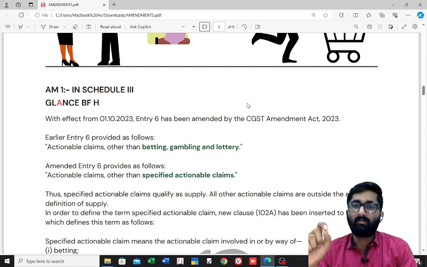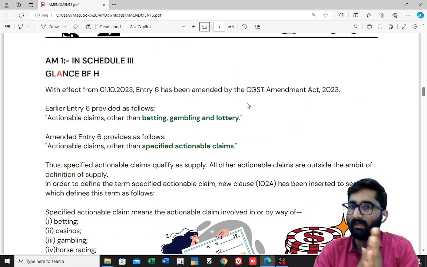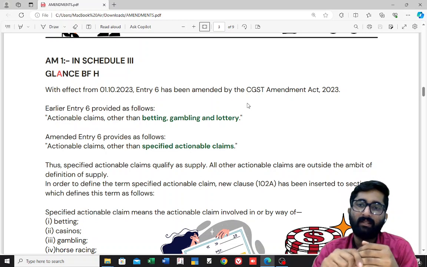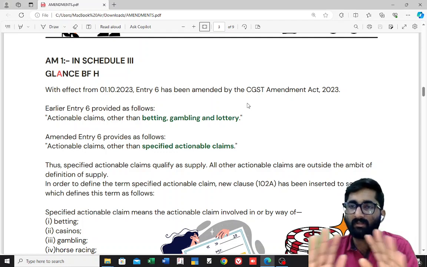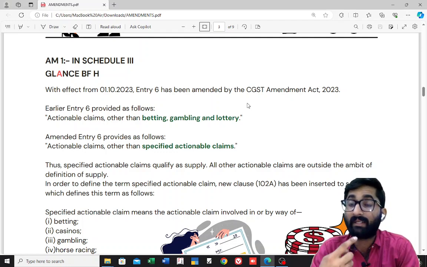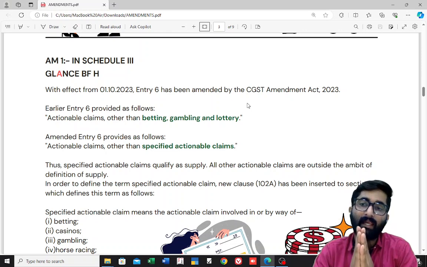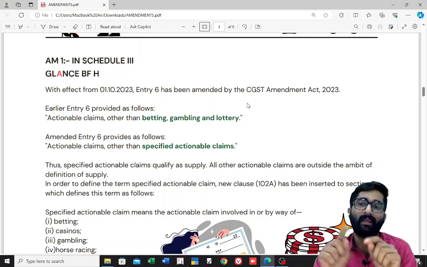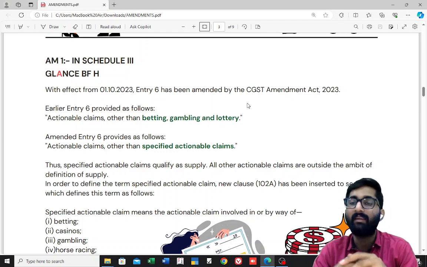In supply, the first amendment has happened in Schedule 3, paragraph number 6. Remember what is there in Schedule 3? GLANCE FE: G for government personnel, if they are doing any services, it is neither supply of goods nor supply of services. L, land and completed buildings, if you are supplying them, it is neither supply of goods nor supply of service. A, actionable claims. Why does actionable claims look in red color? It is because there is an amendment in A.